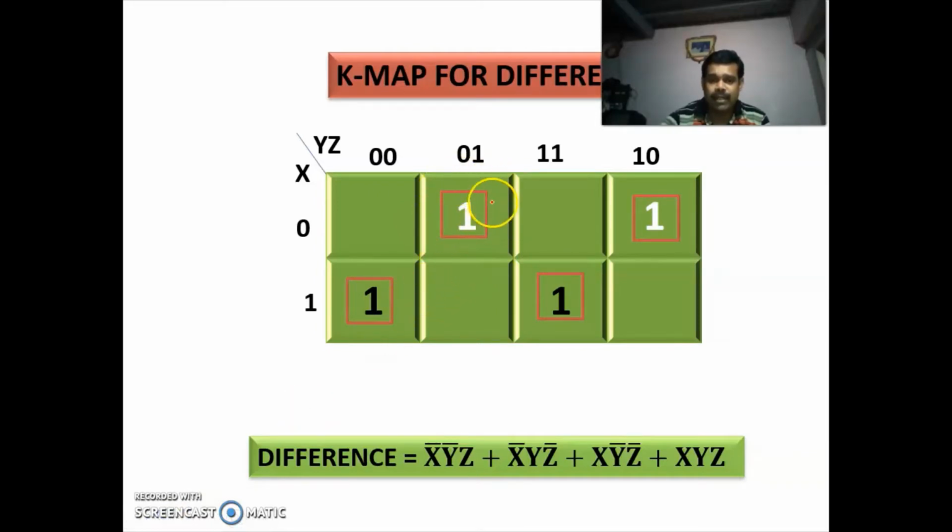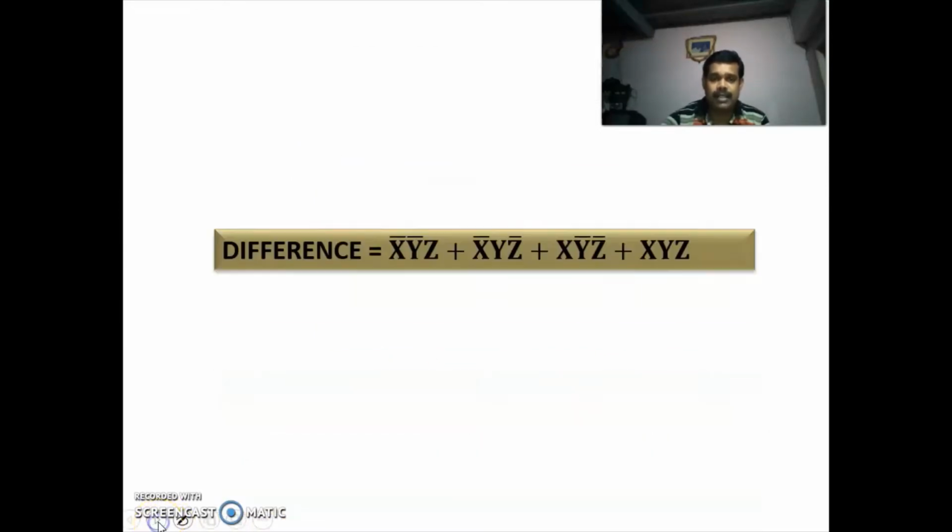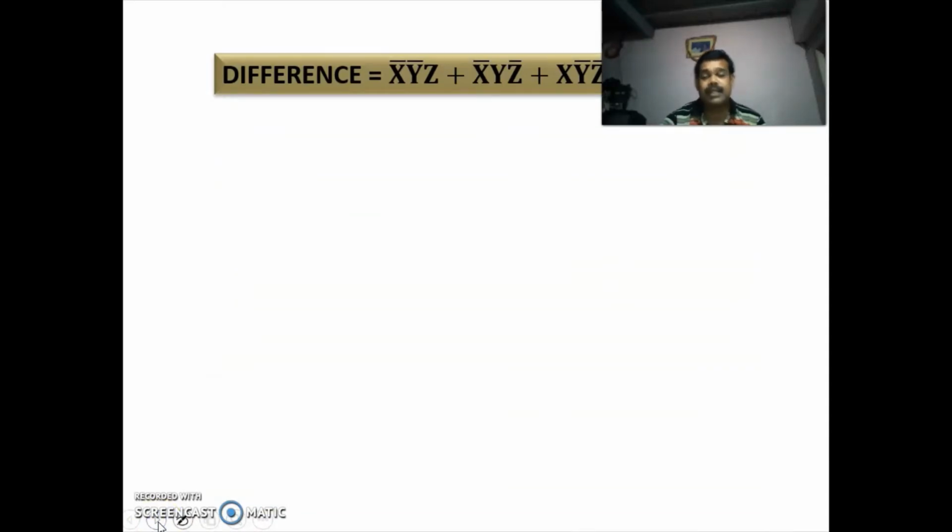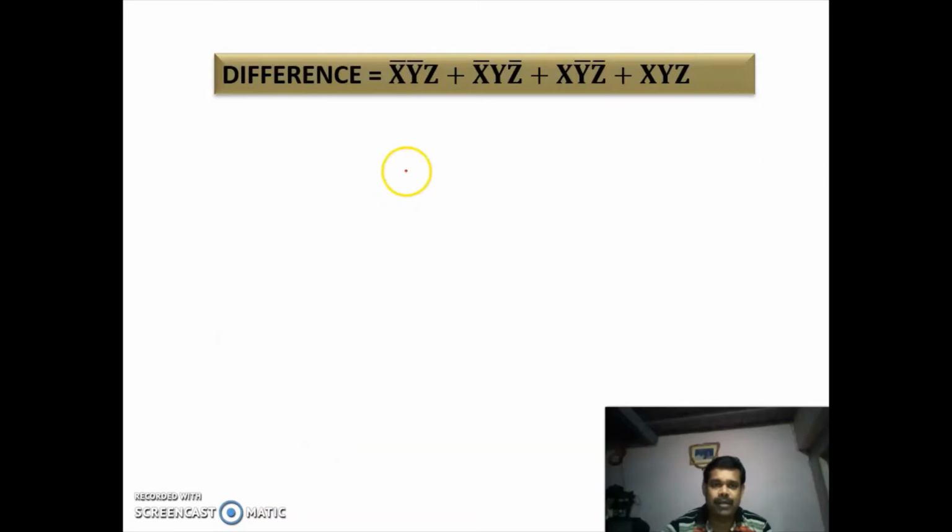So the expression for this one is x bar y bar z. For this one x bar y z bar. For this one x y bar z bar. And for this one x y z. So these are the expressions for these minterms. Next, in order to draw the full subtractor using half subtractors, we have to modify the expression that you got.